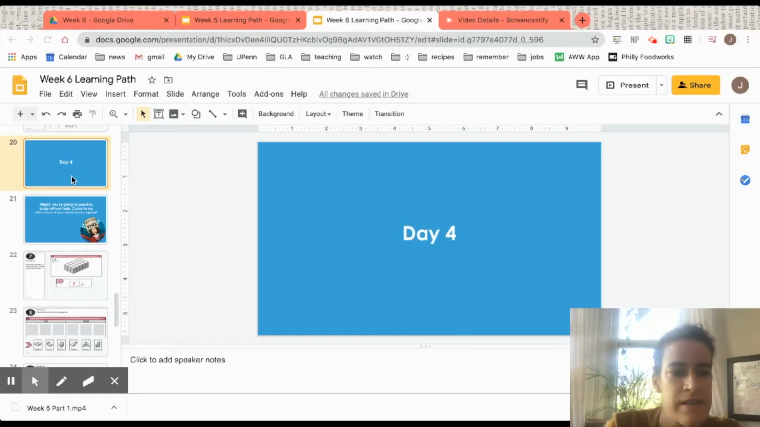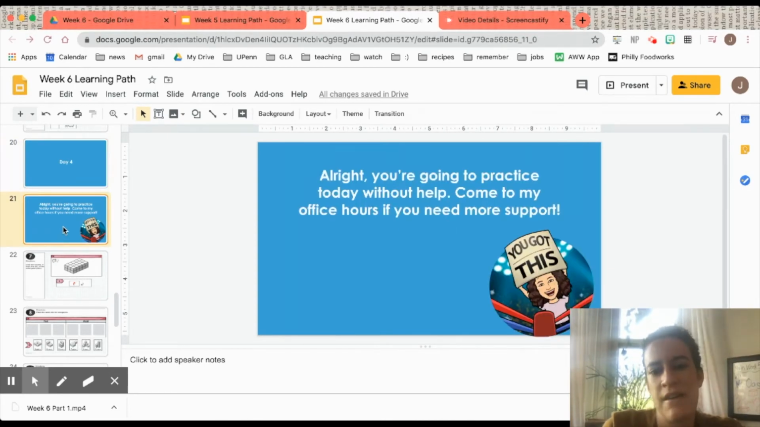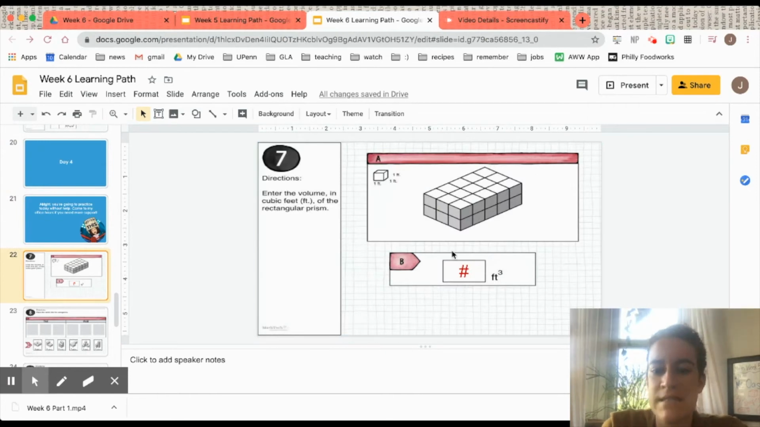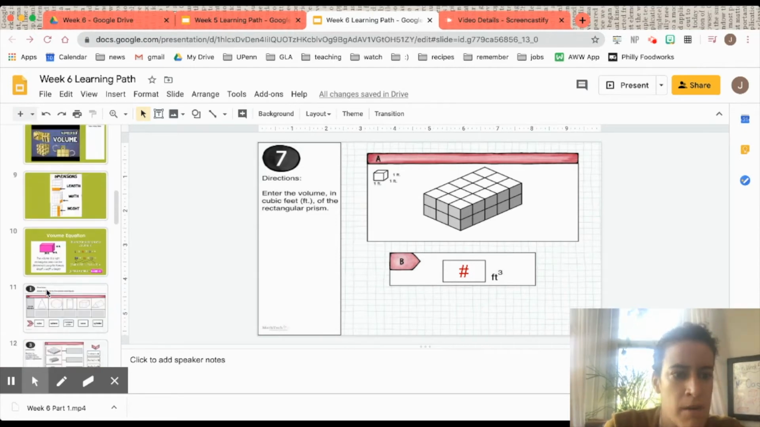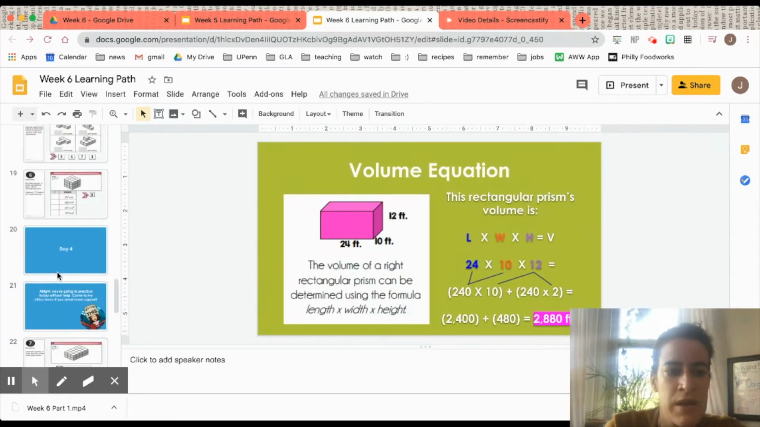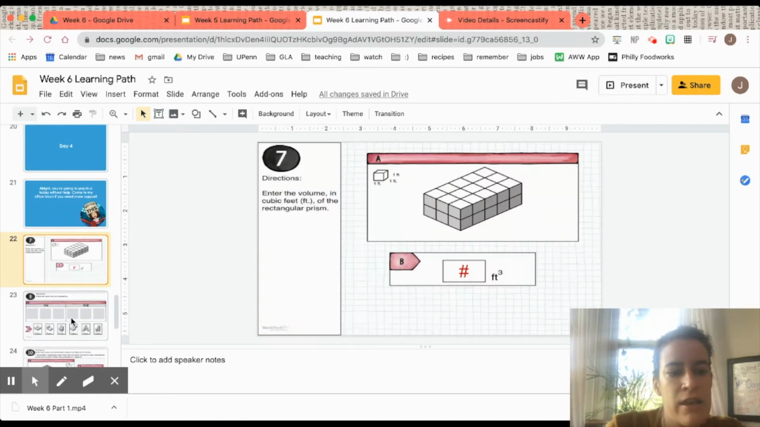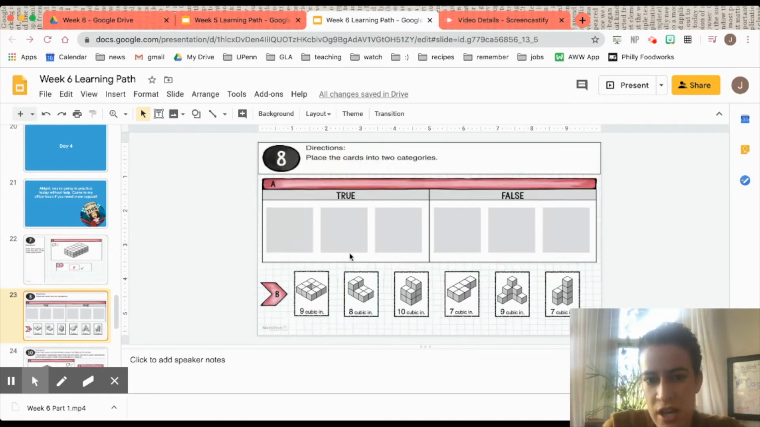All right, friends, you are ready for day 4. I'm not going to show you what to do on day 4. I want you to do it without my support. I want you to find the volume of this shape by using the volume equation. Remember, go back to earlier slides if you need help. And then you are going to match these shapes all in the right category.